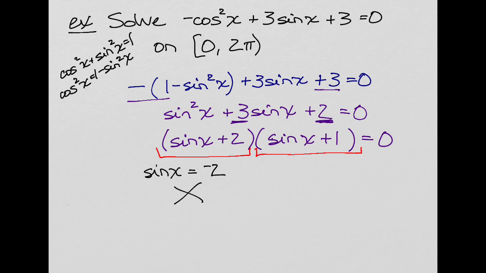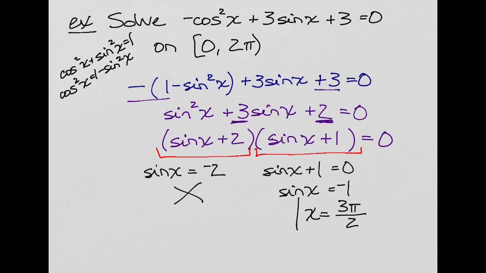Well, hopefully we get one from the other half here. So I have sine x plus 1 equals 0. That's sine x equals negative 1. And there's the place where sine x equals negative 1. That happens at 3 pi over 2, which is the only place between 0 and 2 pi. So that's our only solution to this equation.